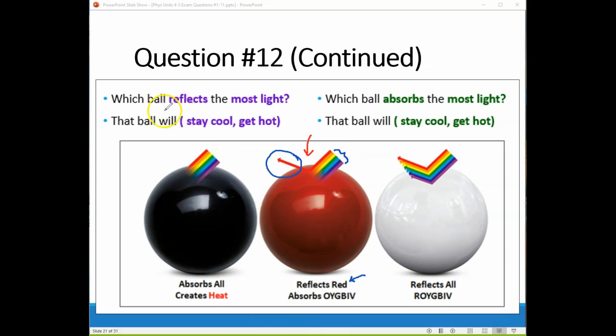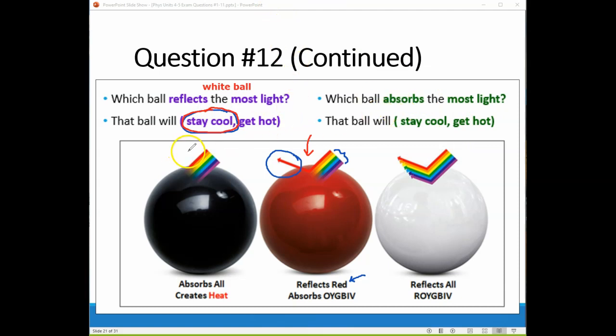Okay, so we want to see which ball reflects the most light here. So the most light here is going to be reflected by the white ball. We can see that all of these light rays are actually bouncing off. Right, so let's go ahead and type that here. Right, so the white ball, and as a result, if you are wearing a white shirt in wintertime, for example, then this ball or a white shirt would stay much cooler because all of the light is being bounced off. It is not going into the object, and so therefore it helps keep you cool.